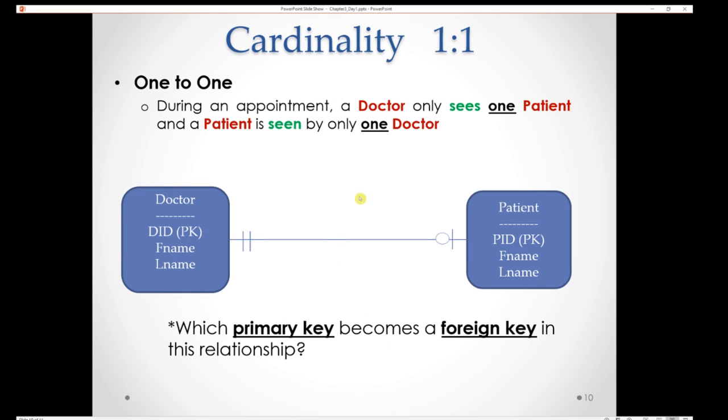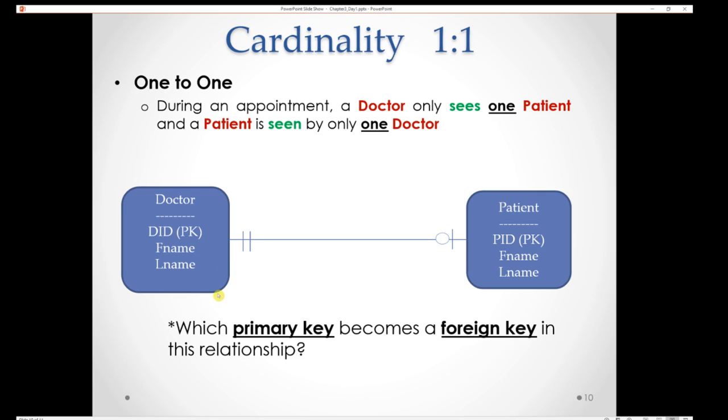During an appointment, a doctor sees only one patient, and a patient is seen by only one doctor. So here from the patient side, we ask, for a one patient instance, what is the minimum and maximum number of doctors that they should see? If a patient's been put into the system, it's likely in this case that they've been associated with a doctor, so the minimum cardinality would be 1. At this particular hospital or doctor's office, a patient will only see one doctor. And again, it depends upon the story that you're given. Thus, we have a minimum 1 and a maximum 1 from patient to doctor.